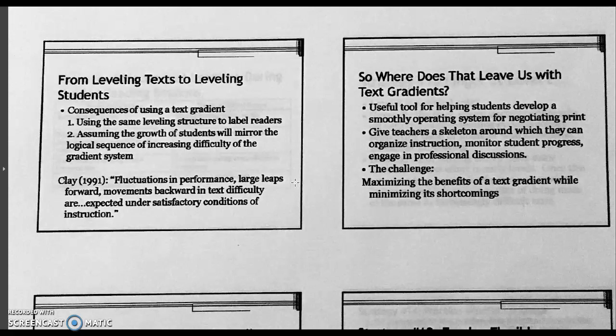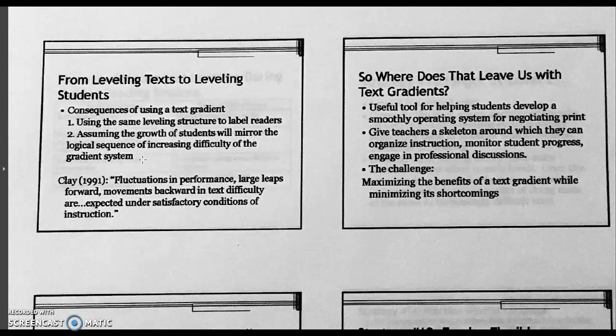A consequence of using a text gradient is assuming the growth of students will mirror the logical sequence of increasing difficulty of the gradient system. It's a mistake that we make. We assume that if a kid's going to read a level J, well, then next they're going to be ready for a K, and that there isn't any kind of gray area within that.